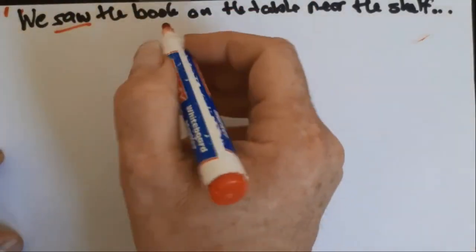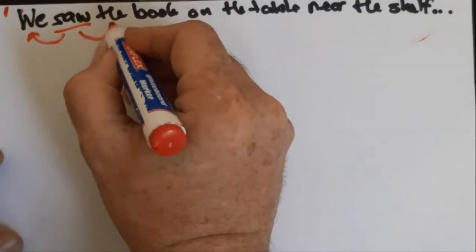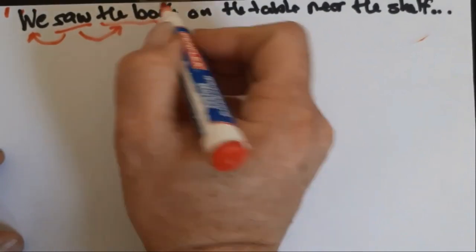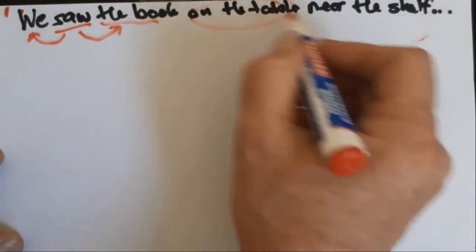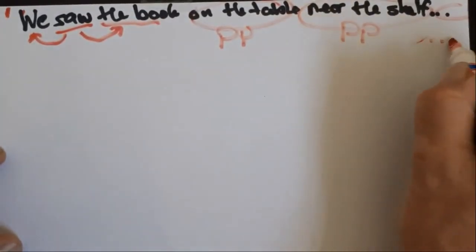Let's analyze the sentence in our rough work first. There's a verb saw, which assigns an agent theta role to the pronoun we, and a patient theta role to the book. And there's also a number of prepositional phrases: on the table, near the shelf, etc. We're going to mark those down in our rough work.